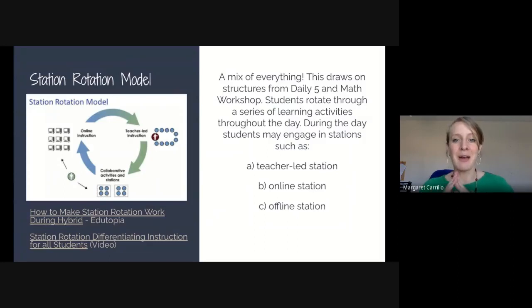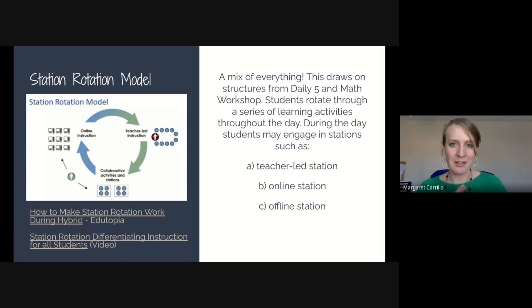Okay, so let's talk about our last model, and this one is the station rotation model. This one is a mix of everything. You can get structures from Daily 5, from Math Workshop, and essentially what your students are doing is rotating through a series of learning activities all throughout the day. Those different stations could include a teacher-led station, an online station, and an offline station. And as you're working through these components, the students are engaged in different activities and working independently while you get to really focus on one small group at a time and deliver that key instruction to your students.